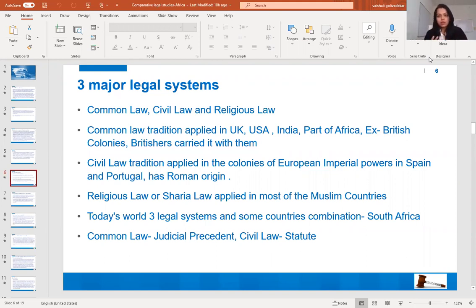Now, some countries provide a combination of all three, or a combination of two legal systems. For example, South Africa. South Africa has all three legal systems.